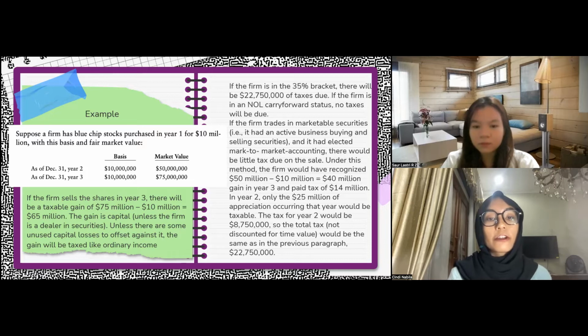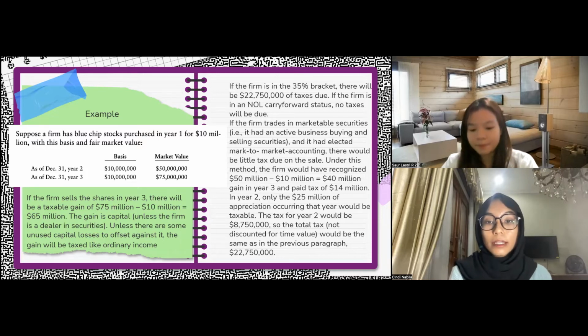But if the firm is in the 35% bracket, there will be $22,750,000 of tax due. If the firm is in a no carry forward status, no taxes will be due.